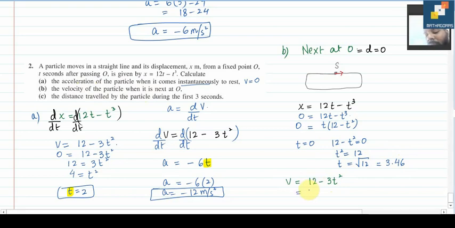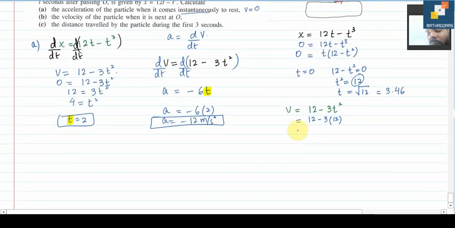So velocity is 12 minus 3 t square. T square is basically 12. So I'm placing the same value 12. So now it is equals to 12 minus 12 threes are 36. It leads to negative 24 meters per second. That is your velocity.